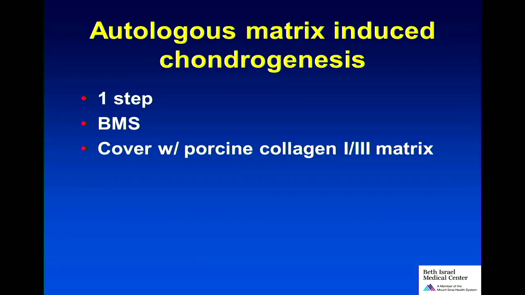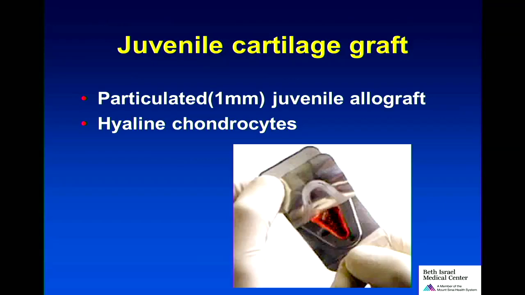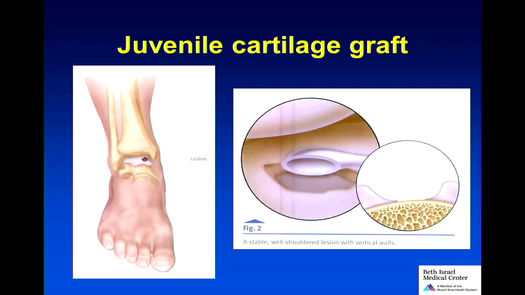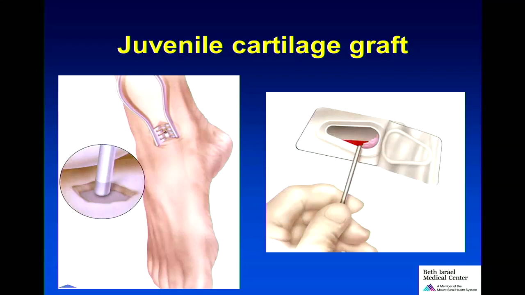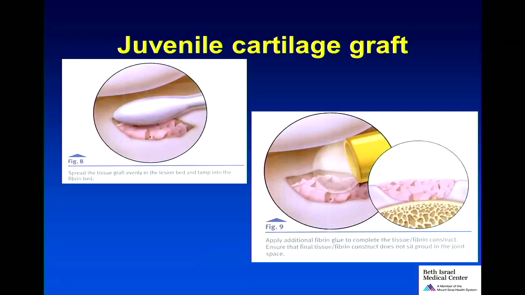There's something called an autologous matrix-induced chondrogenesis. This is really just a one-step technique, which is a bone marrow stimulation and then just covering it with a collagen matrix without the harvesting and culturing of chondrocytes. Really no studies in terms of outcome that I found, more description of a technique. The de novo is a juvenile cartilage graft, which is a particulated allograft that contains some hyaline chondrocytes. The technique is similar to the bone marrow stimulation, where one debrides the lesion, then places this graft on a fibrin glue with or without an underlying bone graft to fill the defect.